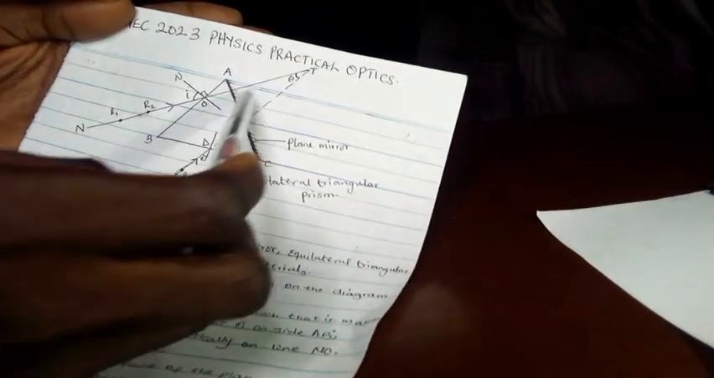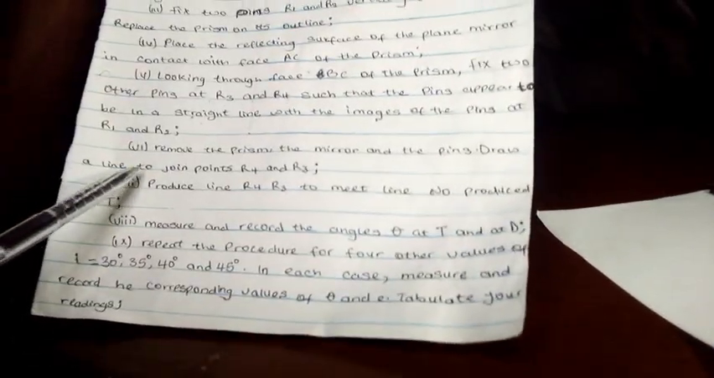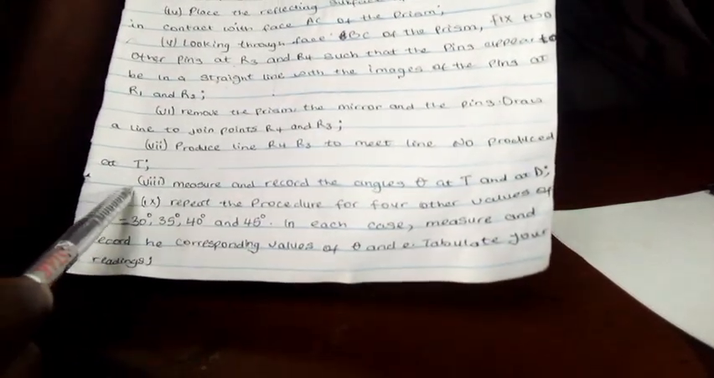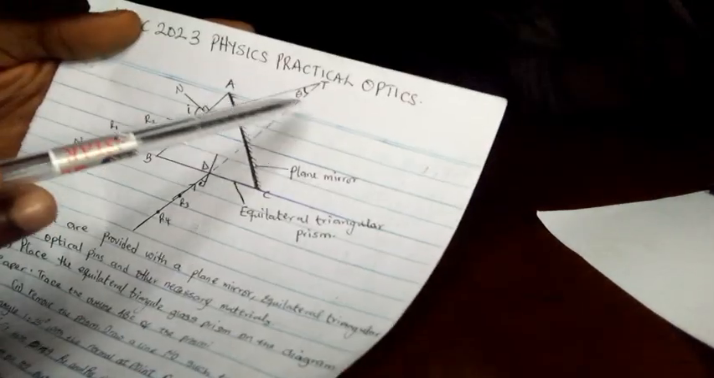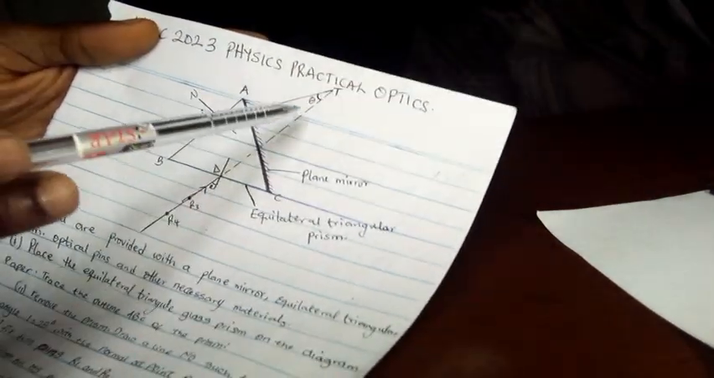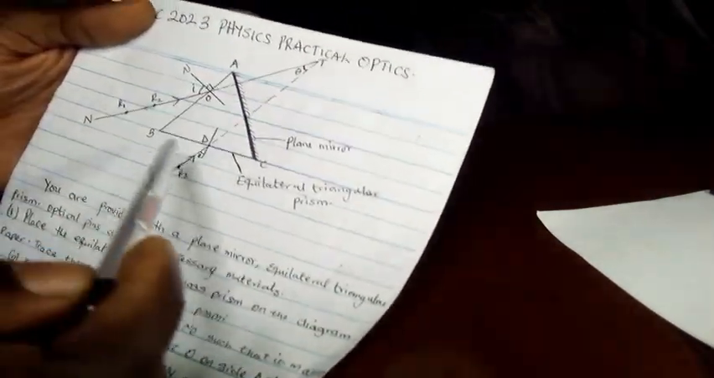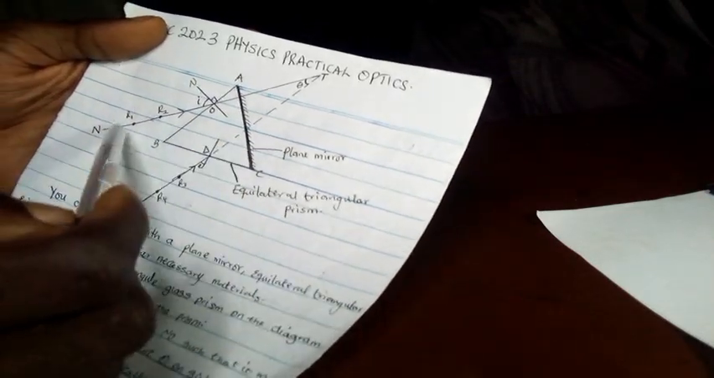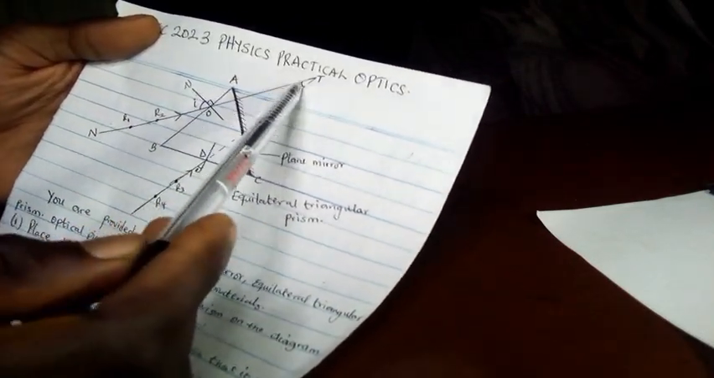Now this is the line NO produced. We draw it straight. So we produce that line to meet at point T. That's at T. According to this, then measure and record the angle theta. This is the angle theta here. That is the point where the two lines meet. You see this one is in a broken line. That is the line that comes from the images, then the one that comes from the objects.